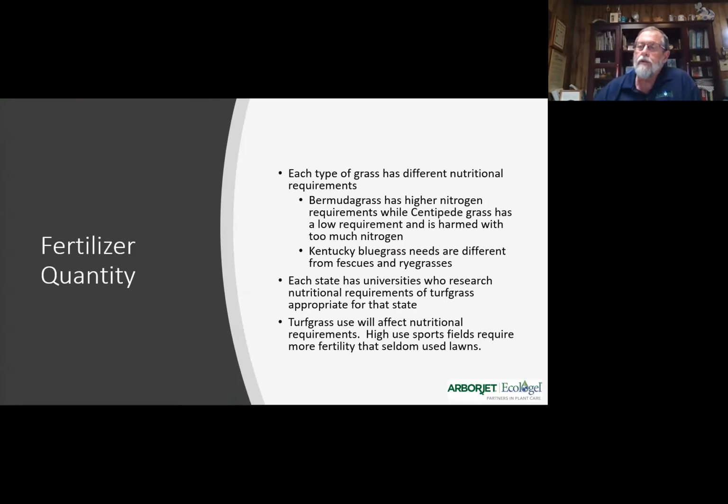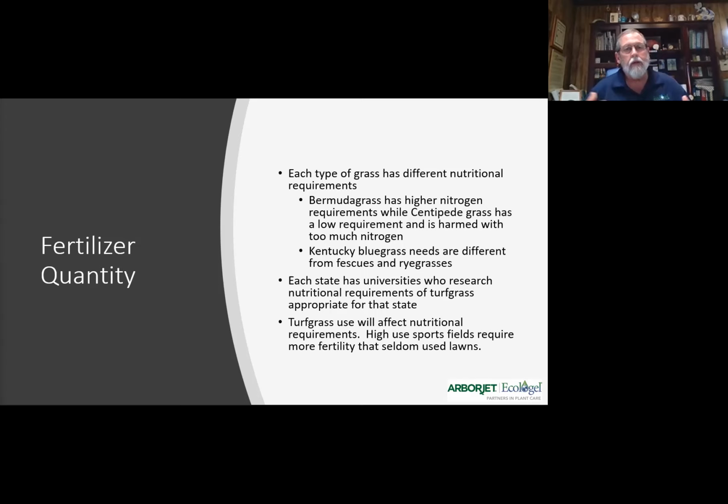There's several research reports out there that look at both warm season and cool season grasses. And you will find, as many people know, that different grasses have different nutritional needs. For example, here in the South, Bermuda has a much higher nitrogen and fertility need than something like centipede grass, that actually, if you over fertilize centipede, it declines and it starts dying. In the northern and cool season areas, Kentucky bluegrass needs are different from that of ryegrass or fescues.